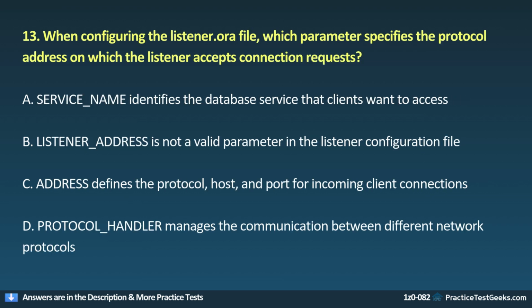13. When configuring the listener.ora file, which parameter specifies the protocol address on which the listener accepts connection requests? A. Service name identifies the database service that clients want to access. B. Listener address is not a valid parameter in the listener configuration file. C. Address defines the protocol, host, and port for incoming client connections. D. Protocol handler manages the communication between different network protocols.